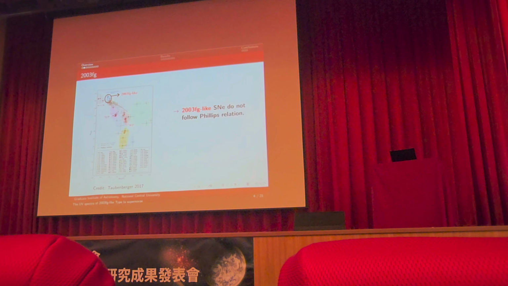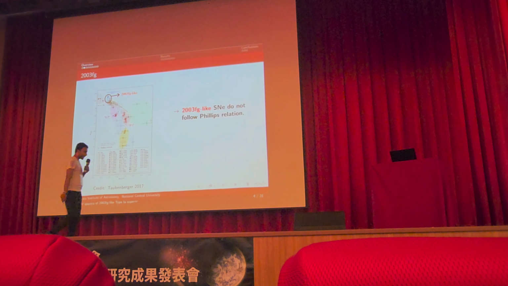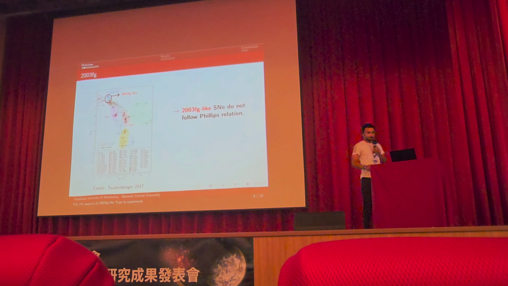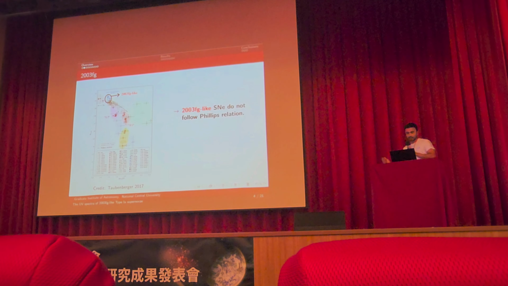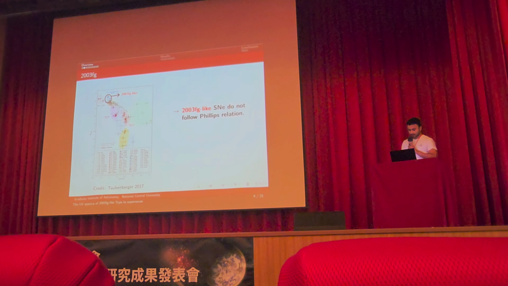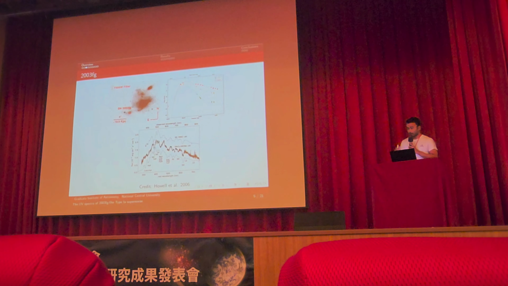So we have to be very careful when we do some cosmological analysis, because we don't want our data to contain these events. So we need to be very careful about data selection. So here we show that they do not follow the Phillips relation. This is the first kind of peculiarity of this object.